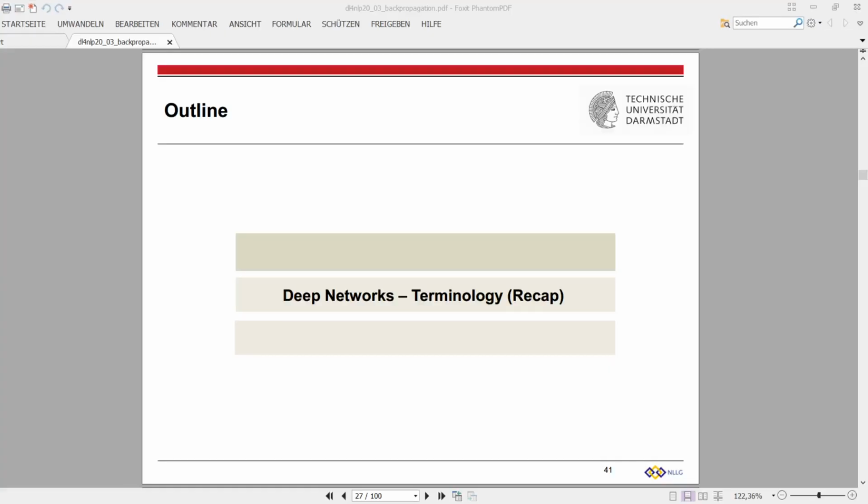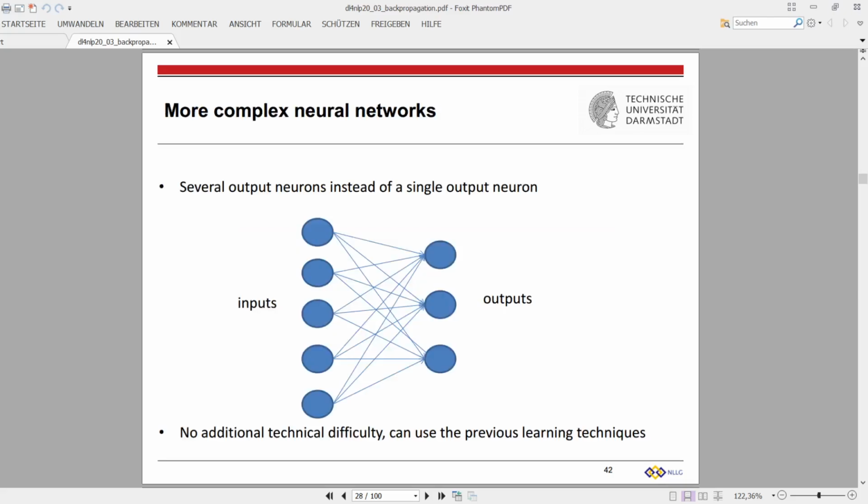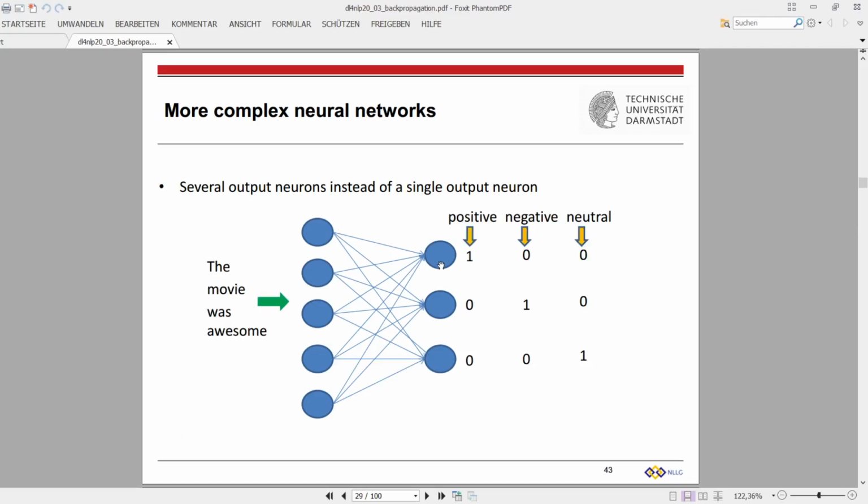All right, let's do a recap of deep neural network terminology. As you know from lectures 1 and 2, we have inputs and outputs in a neural network. In the first lecture we started out with a perceptron that had only one output unit. Then we can generalize that to multiple output units. We would still call that a perceptron.